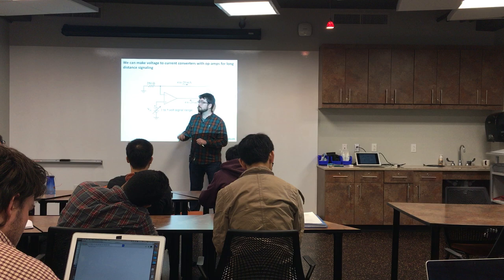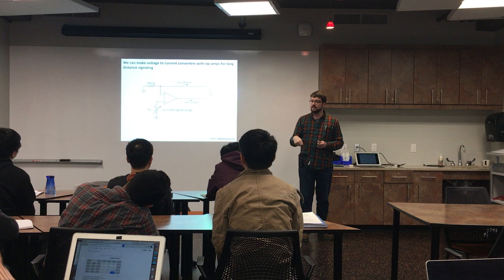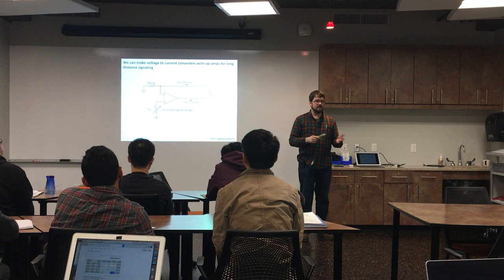And basically, it's just in the loop. We know the current everywhere in the loop has to be the same. So what the op amp is doing is putting out whatever voltage it needs to hold the current in that 4 to 20 milliamp range. So we're signaling with current, not voltage. The voltage could be higher based on how much drop you've got in the wire.